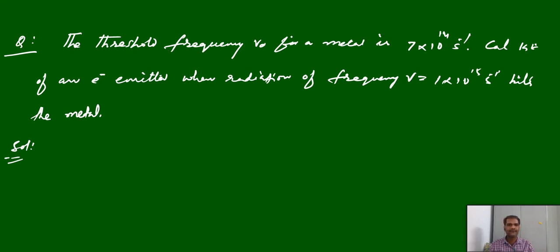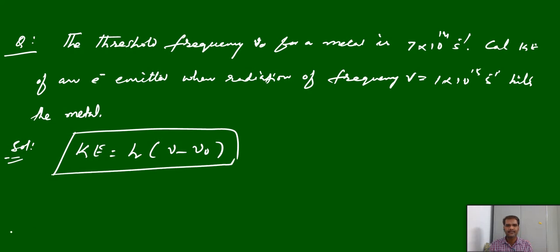So here the threshold frequency nu naught is given for a metal. This is 7 into 10 power 14 second inverse. Then we have to calculate the kinetic energy when the metal is incident with radiation of frequency 1 into 10 power 15. What is the formula? Directly we have the formula: kinetic energy is equal to h into (incident frequency minus threshold frequency). You substitute in this, you will get the answer. Try this one.